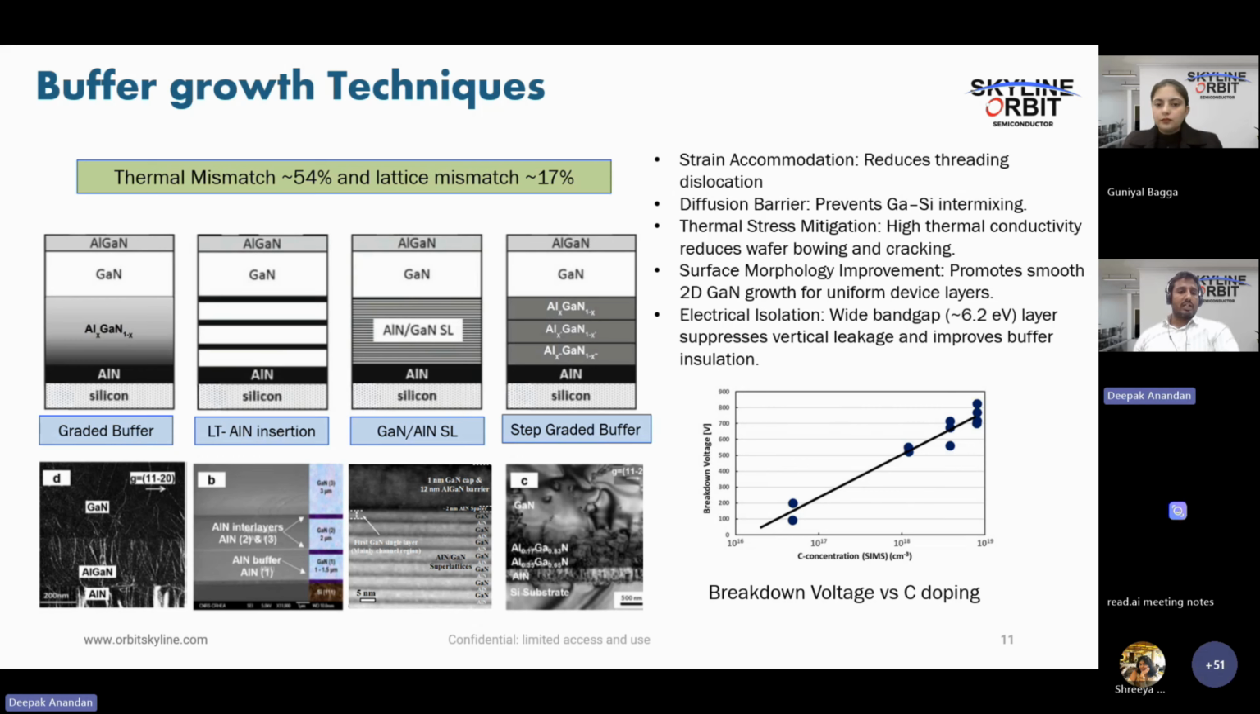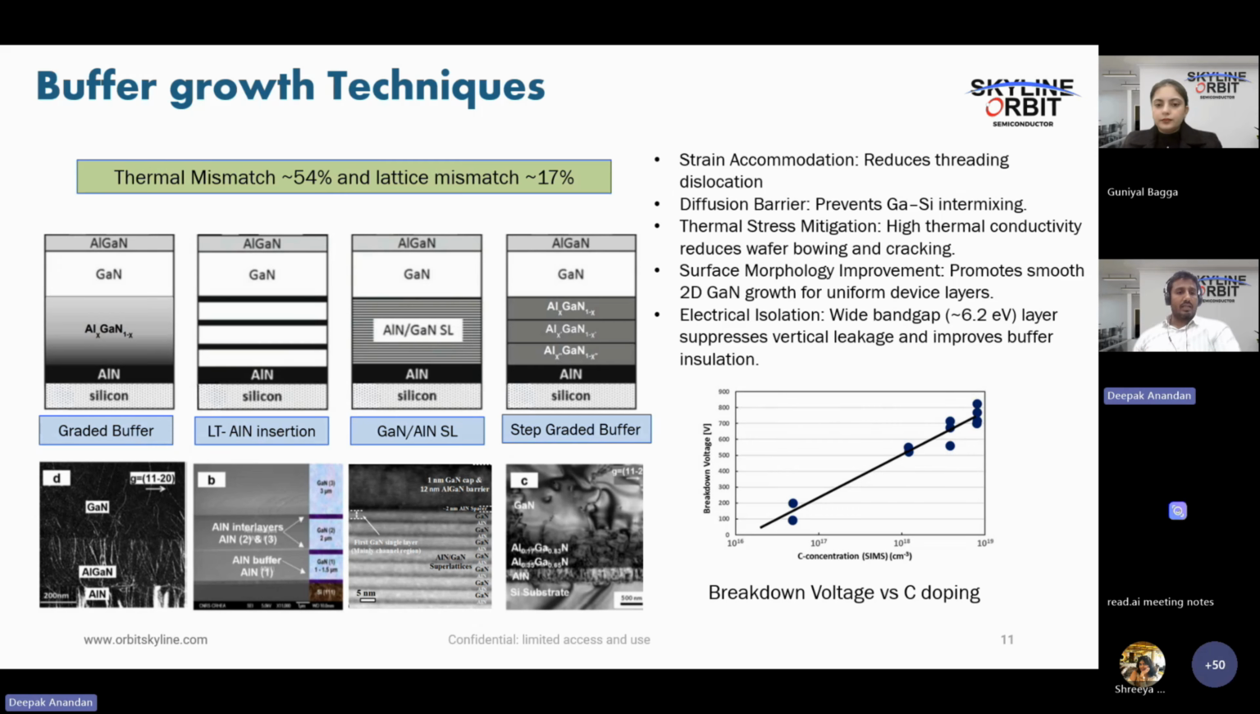The first one is the graded buffer. You increase the gallium composition and reduce the aluminum composition from bottom to top, so that you end up with gallium nitride. This is called a graded buffer. It is not a step-graded buffer; you are linearly increasing the gallium composition and reducing the aluminum composition. In that case, you accommodate the strain and also mitigate the threading dislocation extension toward the active surface. And this is one technique.